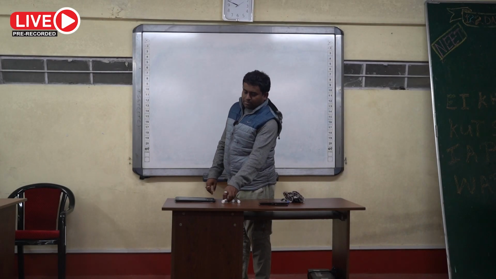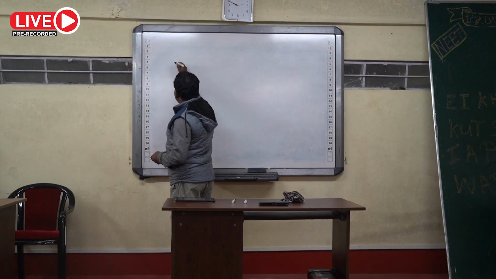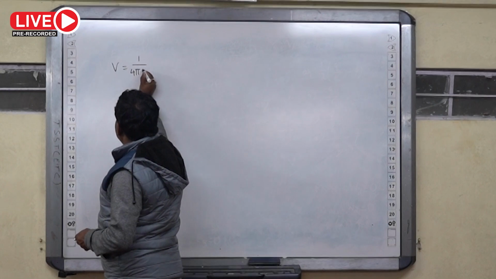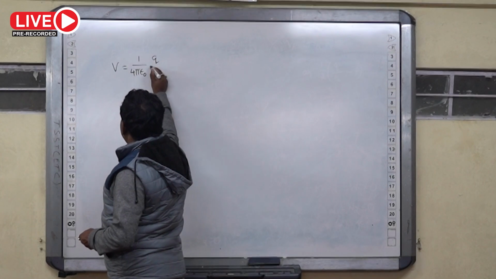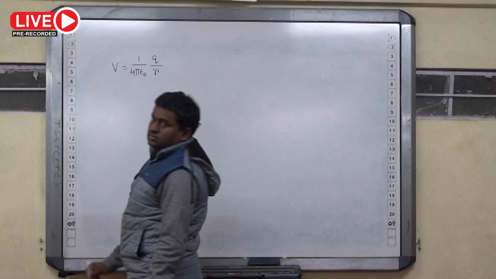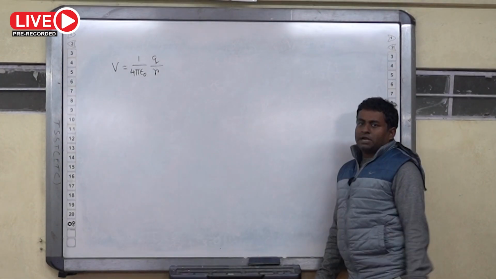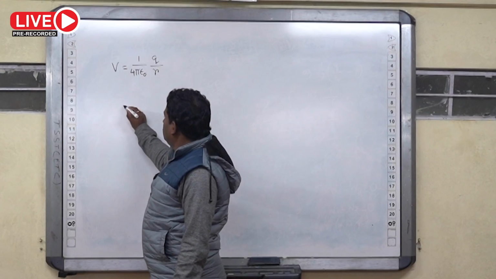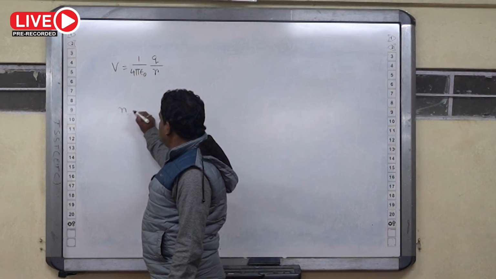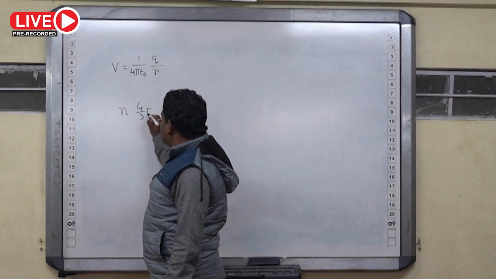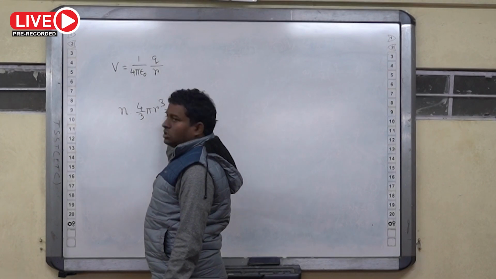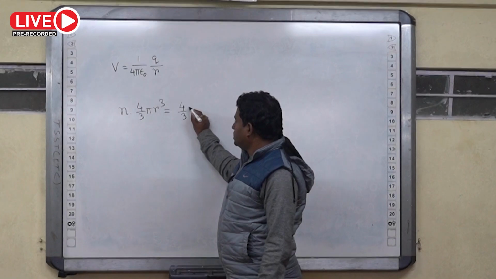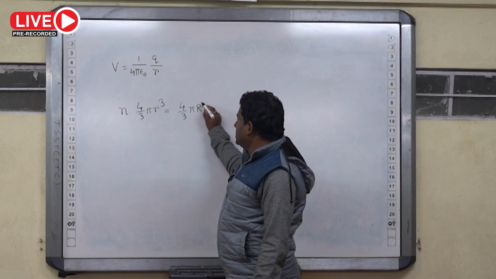See, for a single droplet, the potential V equal to 1 by 4 pi epsilon naught Q by r, suppose. So when n such droplets combine together, the total volume of n such droplets will be n into 4/3 pi small r cube, which is equal to the volume of the bigger droplet formed, 4/3 pi, say capital R cube.